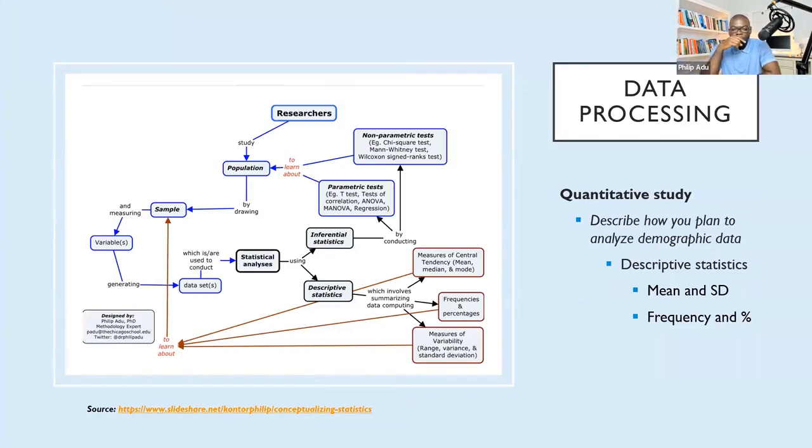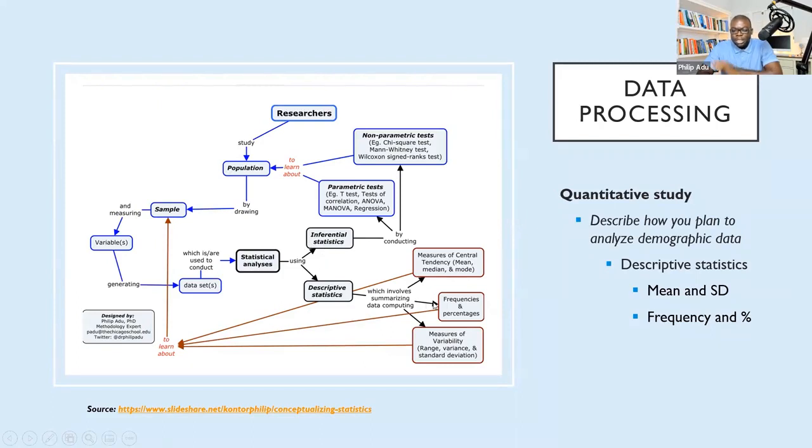So when you're doing a quantitative study, you want to study a population. So you draw a sample from the population. Then when you draw a sample, you let them complete a survey or a questionnaire to help you measure a specific variable or a group of variables. Then that will help you to generate data. Then you conduct statistical analysis. And there are two different types. We have inferential statistics and descriptive statistics.